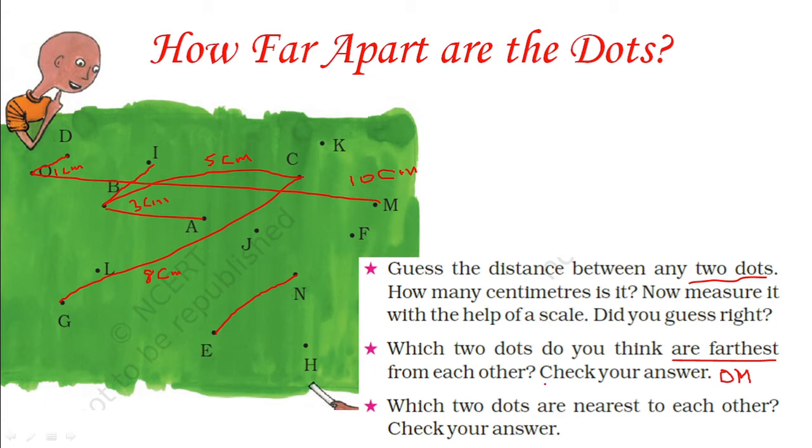How will you check your answer? You will just measure the points which seem to be farther, like G and K, O and M, O and F, so that you can understand which are the farthest. Now, which two dots are nearest? O and D. Nearest are O and D. Okay.